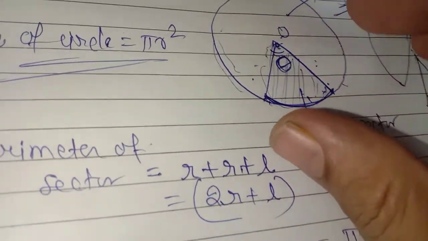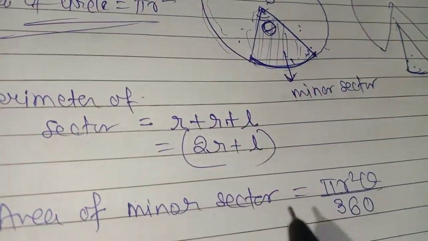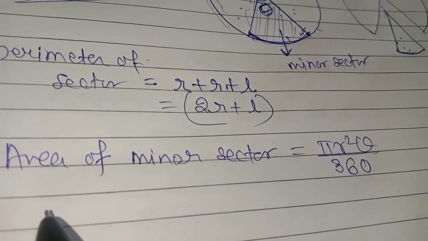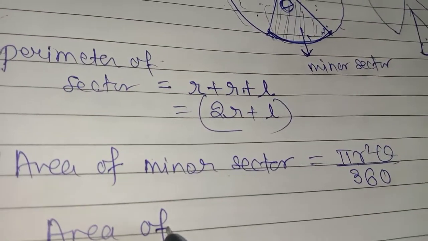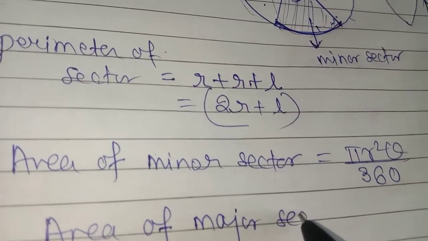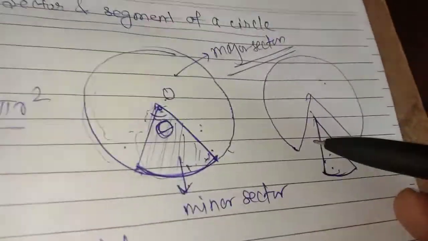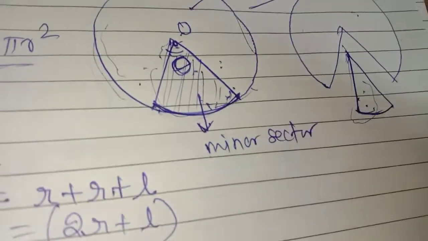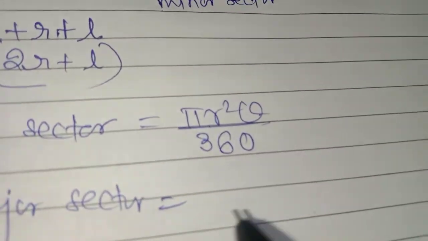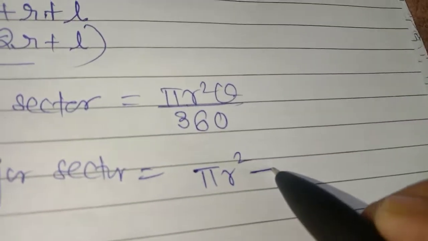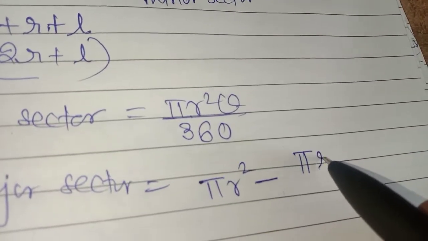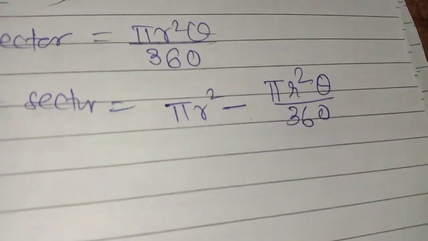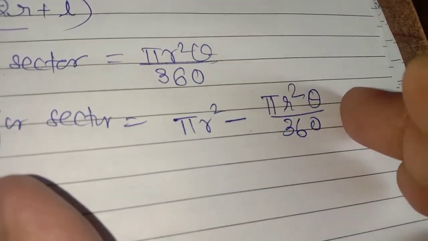And then we have the area of major sector. Now we have taken the sector from the circle. We can see that it is the whole circle and we have taken the sector from it. So what is the area of the major sector? It is pi r square minus pi r square theta upon 360. Clear? So that is the area of the major sector.